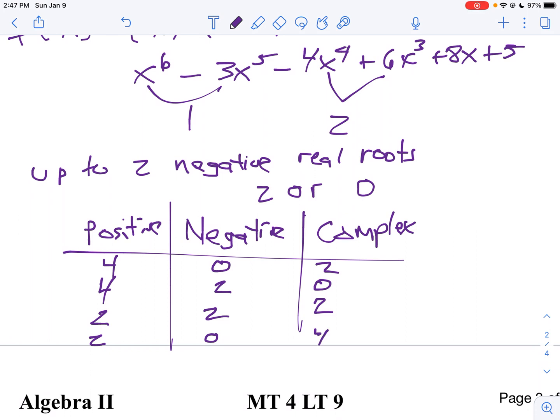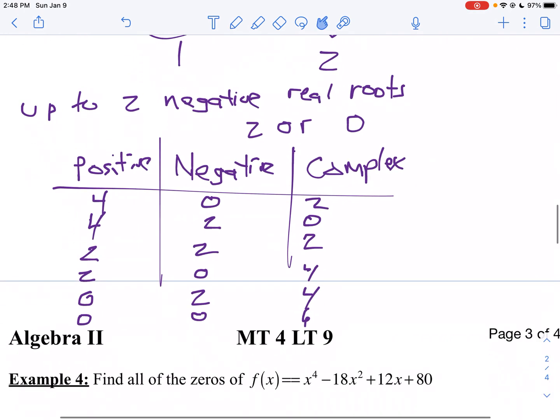Now I kind of run out of room here. I could also have no positive roots, and I could have 2 negative roots, which would give me 4 complex. Or I could have no positive roots, no negative roots, and 6 complex roots. So we just look at the different variations of that. And then we would use this, and then we use synthetic division to find out what we have.